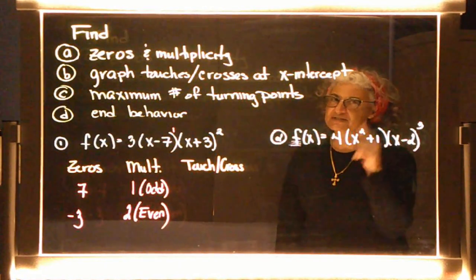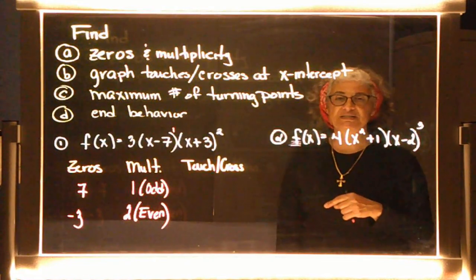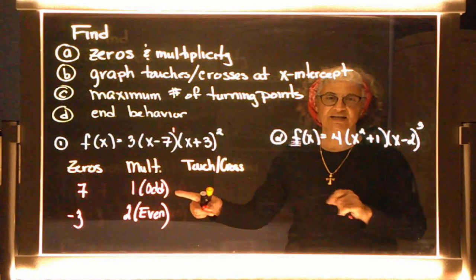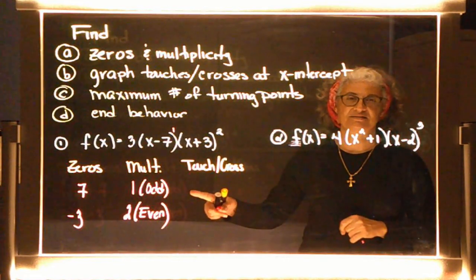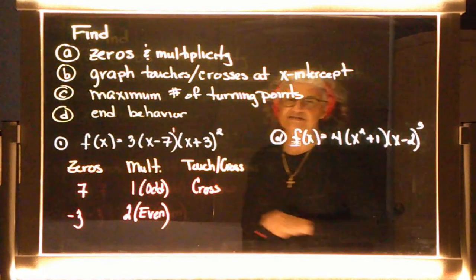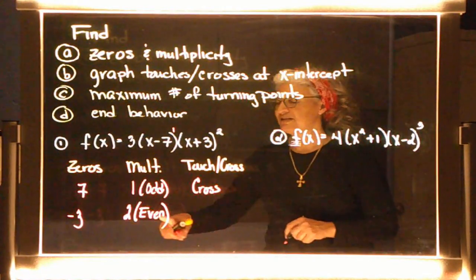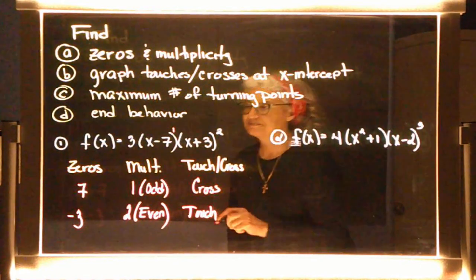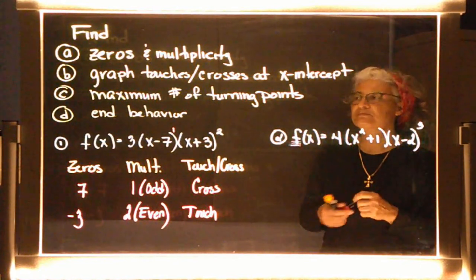Now, according to the definition we had before on multiplicity, if it's an odd multiplicity, is it just going to touch the x-axis or is it going to cross the x-axis? Yeah, odd multiplicities cross the x-axis. What about the even multiplicities? They touch the x-axis. Cool? Good.